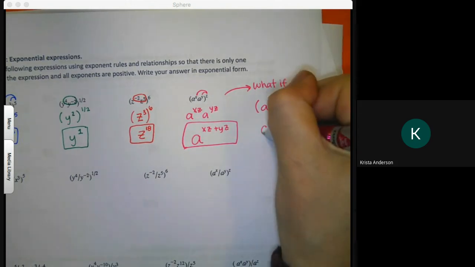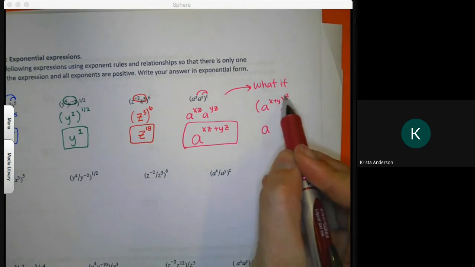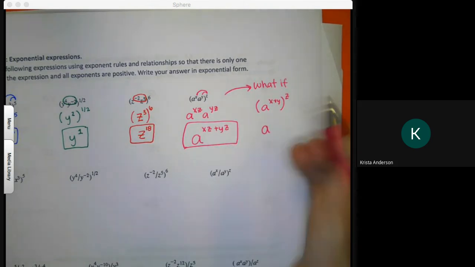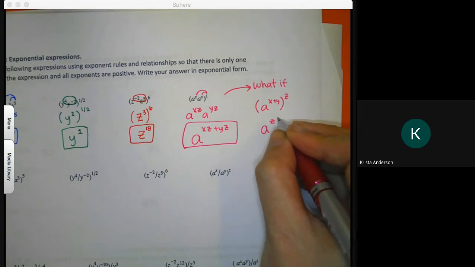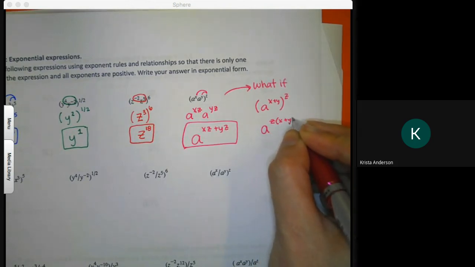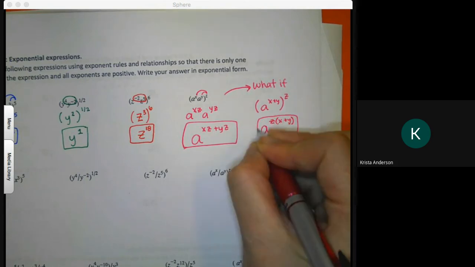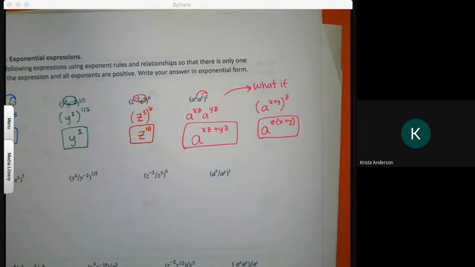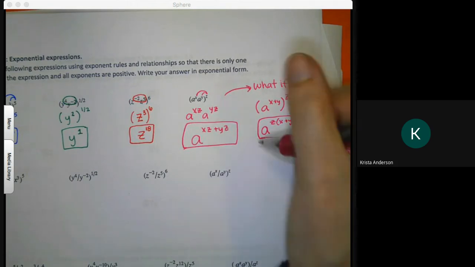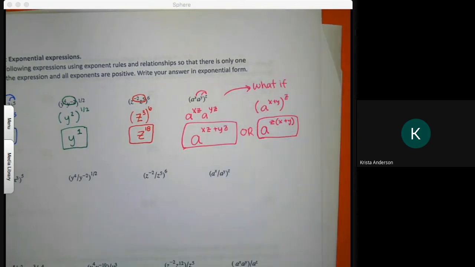So if you do that, you can either distribute it and write it like this, or you could say z is multiplied by x plus y. You could choose. Both would be a correct format. Both are correct. Whichever one makes more sense to you, you can pick. Yeah, really good question.